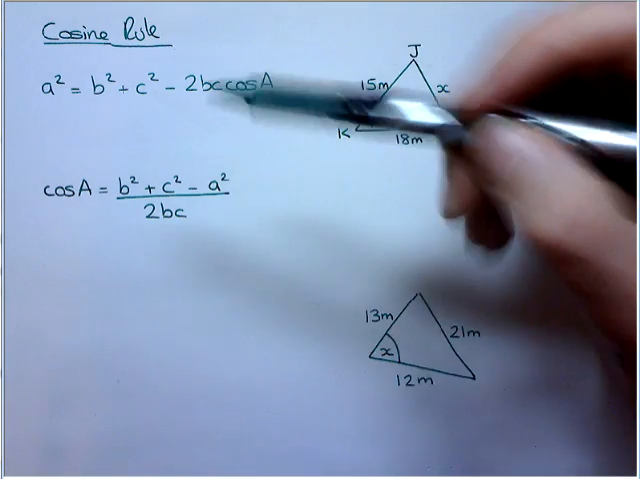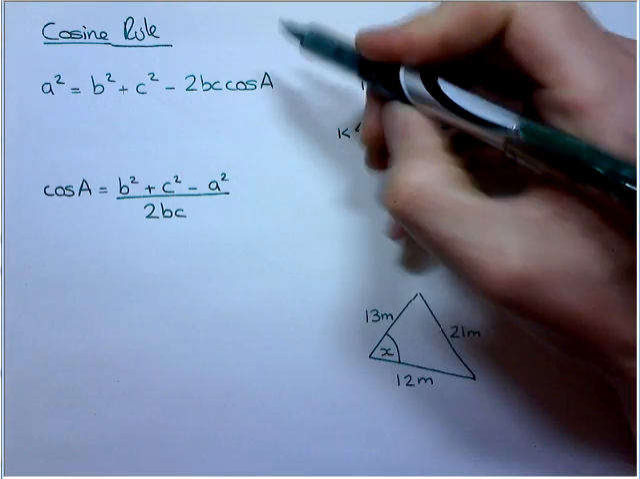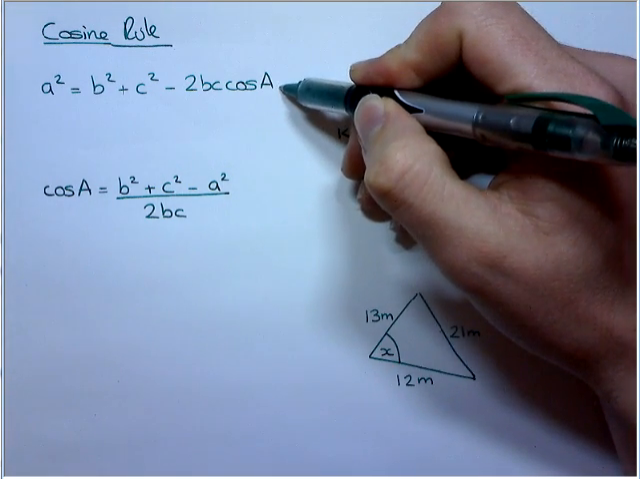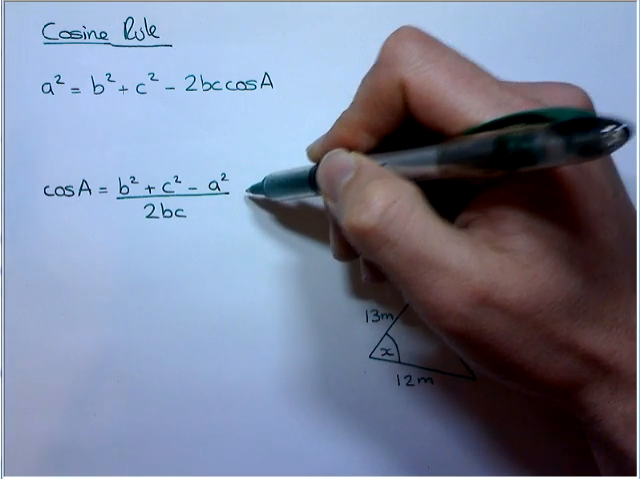Now we've just looked at the sine rule. The other one we need to learn is the cosine rule. Now this formula here you are given, I don't believe you're given this one, so it is worth memorising it.